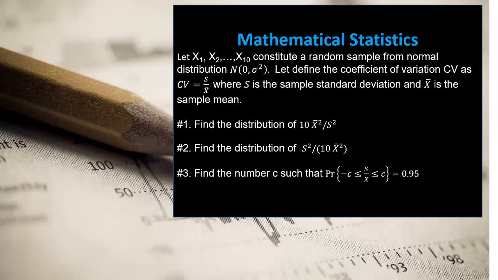Let's define the coefficient of variation CV, defined as S over X bar. I want to take a look at what is the distribution of 10 X bar square over S square, and what is the distribution of S square over 10 X bar square? Just flip it. The reason here is 10 is because my sample size is 10. Then, if there is a constant C such that the probability that CV is between negative C and C is equal to 0.95, then what is C?